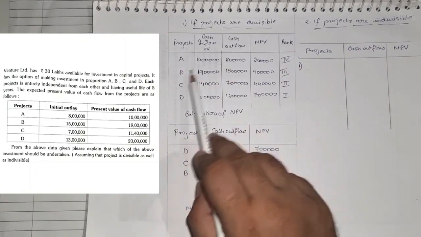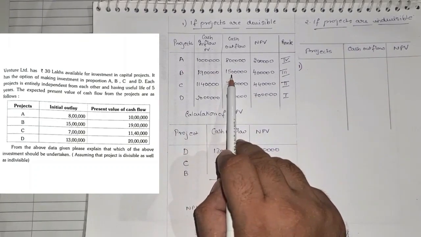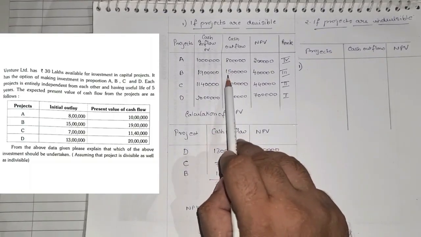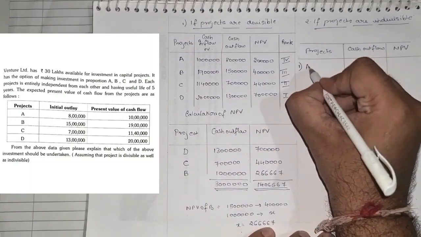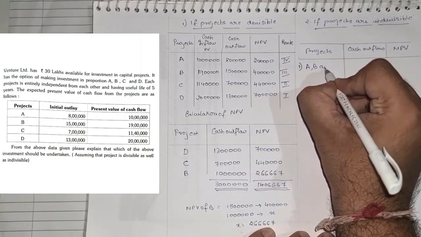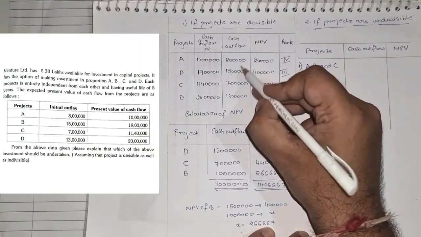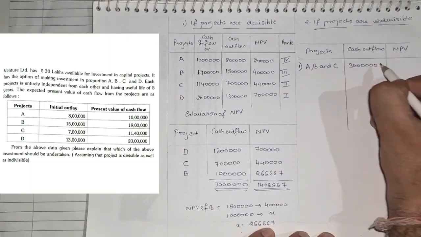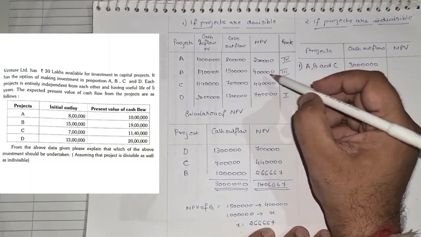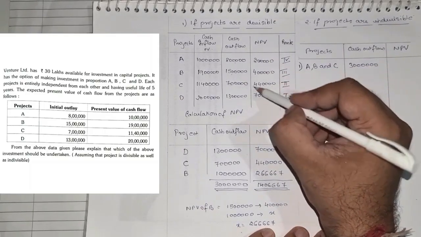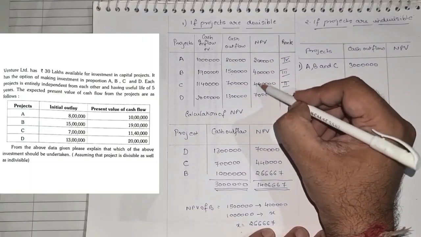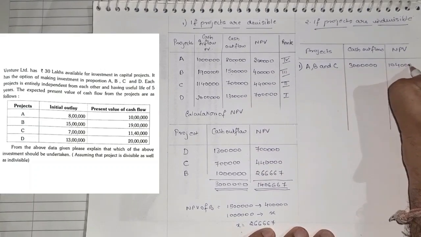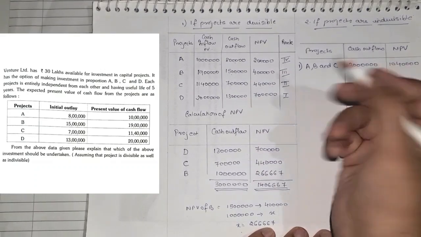Okay, so now check this first option. A is 8 lakhs, B is 15 lakhs, the outflow, and C is 7 lakhs. So 8 plus 15 plus 7 is 30 lakhs. So what if I take the combination of A, B and C? 8 plus 15 plus 7 is 30 lakhs. Okay, and the NPV that I can fetch from taking these three projects will be 4 and 4, 8 and 2, 10 lakh 40,000. Okay, that's my first alternative.